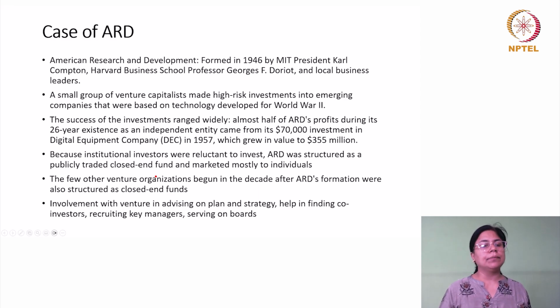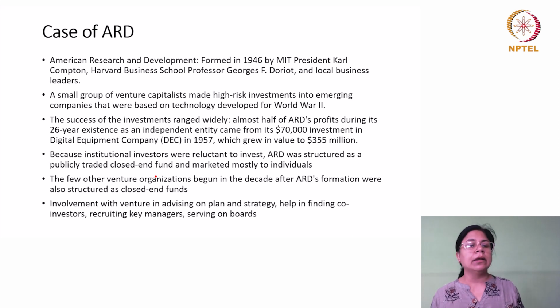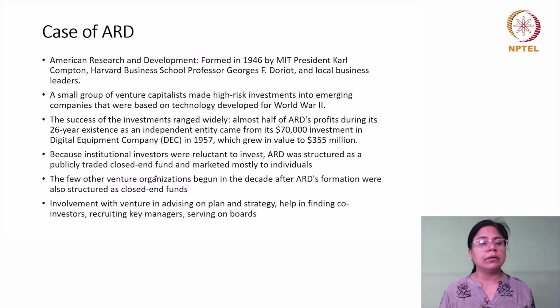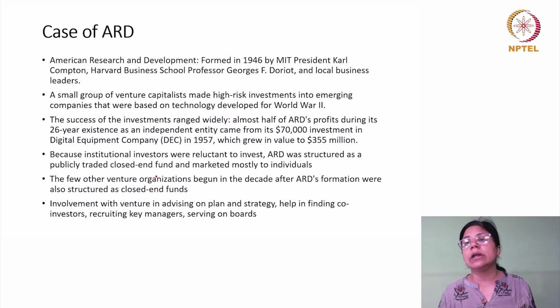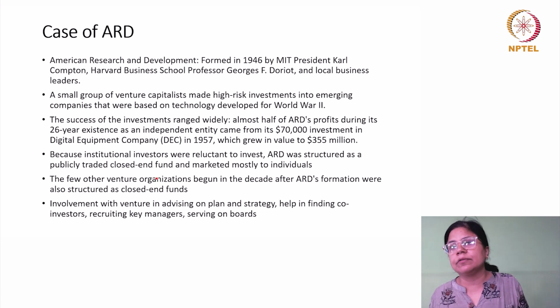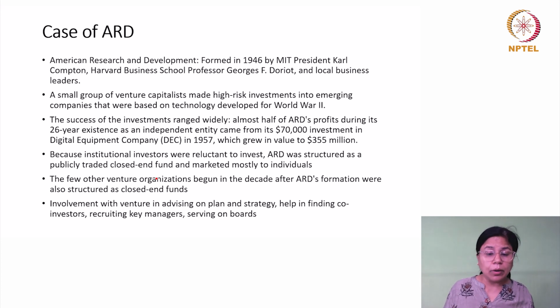Now if you look at certain cases, the case of the American Research and Development fund was very popular. It was formed in 1946 by the MIT president, with the help of certain local leaders, and the idea there was a small group of venture capitalists. They made high risk investments into emerging companies, particularly those based on technologies coming from World War II, and the success of the investments ranged widely. What you find is a company called DEC, Digital Equipment Company, which came in 1957. In fact, over a period of time, it grew in value to $355 million.